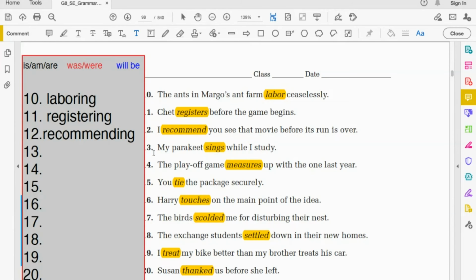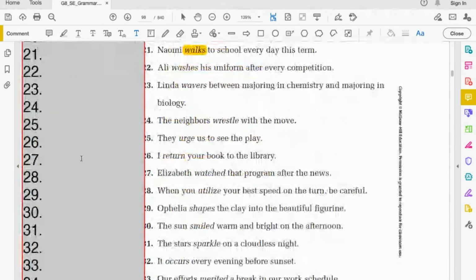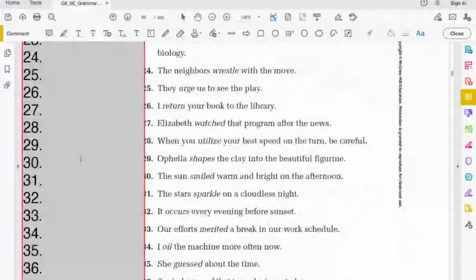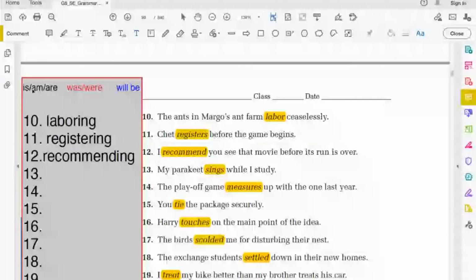Now your assignment is to go down and to finish. Find the base word of the verb, add ing. You've already listed these 3 columns. And when you finish putting all of these down, you will have a chart. And in this chart are listed all of those forms: present progressive, past progressive, and future progressive.